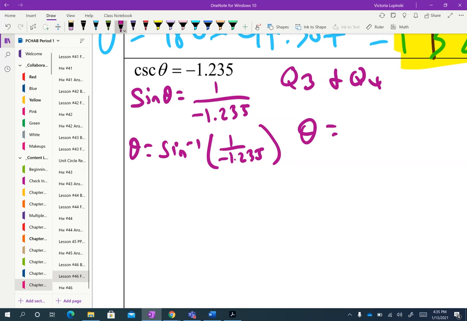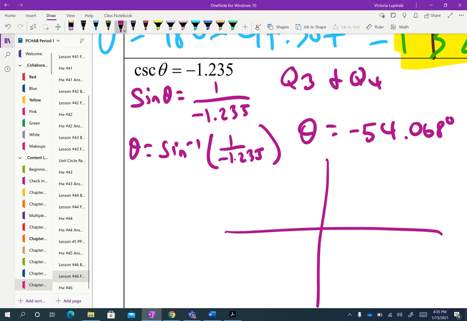Remember, every time you do a rounding, you're technically getting farther and farther away from the answer. So negative 54.068 degrees. What does that tell us? Well, unfortunately, that is not one of the answers. Remember, you have to find your answers between 0 and 360. That would be too small.